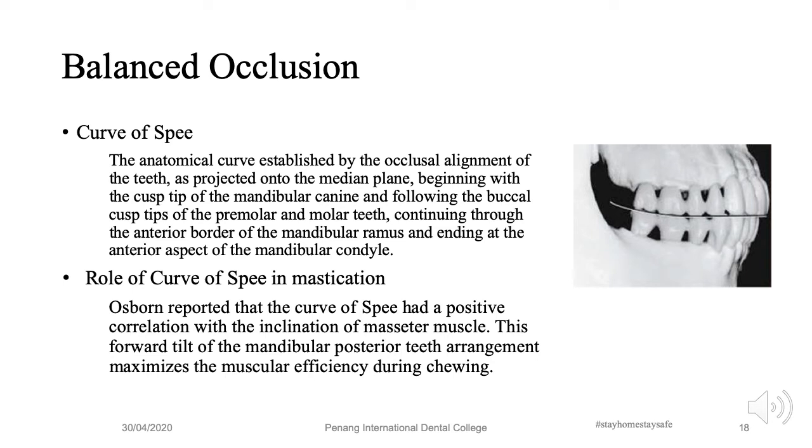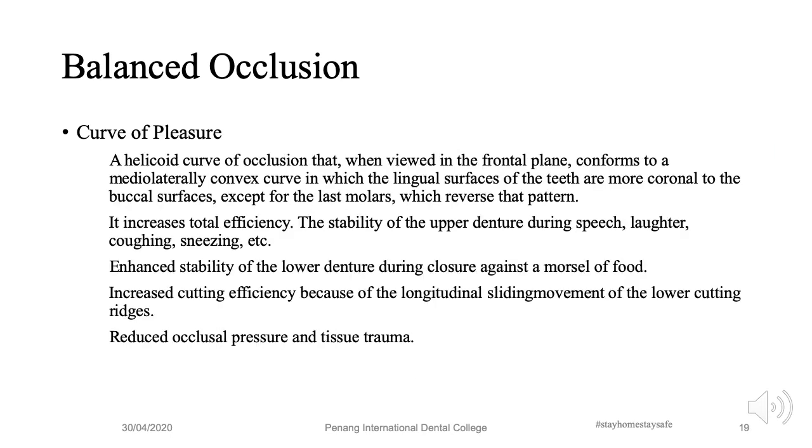The next one is curve of pleasure. The curve of pleasure is a helicoid curve of occlusion that, when viewed in the frontal plane, conforms to the mediolateral convex curve in which the lingual surfaces of the teeth are more coronal than the buccal surfaces, except for the last molars, which reverse the pattern. It increases the stability of the upper denture during speech, laughter, coughing, sneezing, etc. It enhances the stability of the lower denture during closure against a morsel of food, increases cutting efficiency because of longitudinal sliding movement of the lower cutting ridges, and reduces occlusal pressure and tissue trauma.